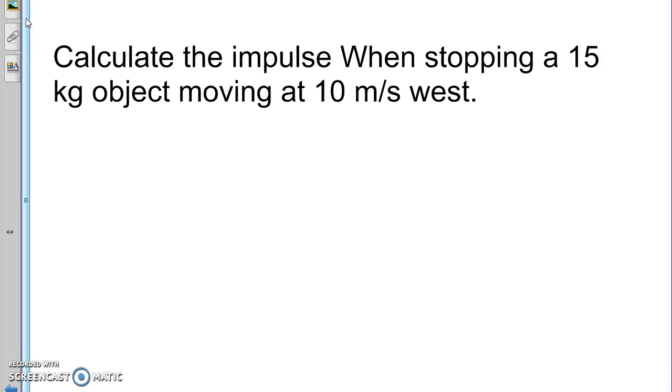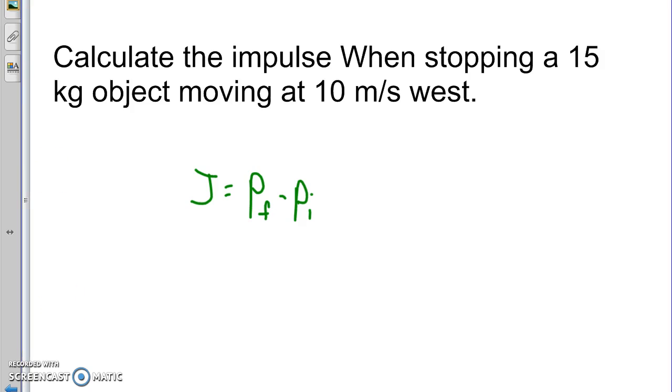Let's calculate the impulse when stopping a 15 kilogram object moving at 10 meters per second west. And impulse is a vector. So impulse here is going to be the change in momentum. So again, see if you can figure this out on your own first. See if you can find out what's the final momentum minus the initial momentum.